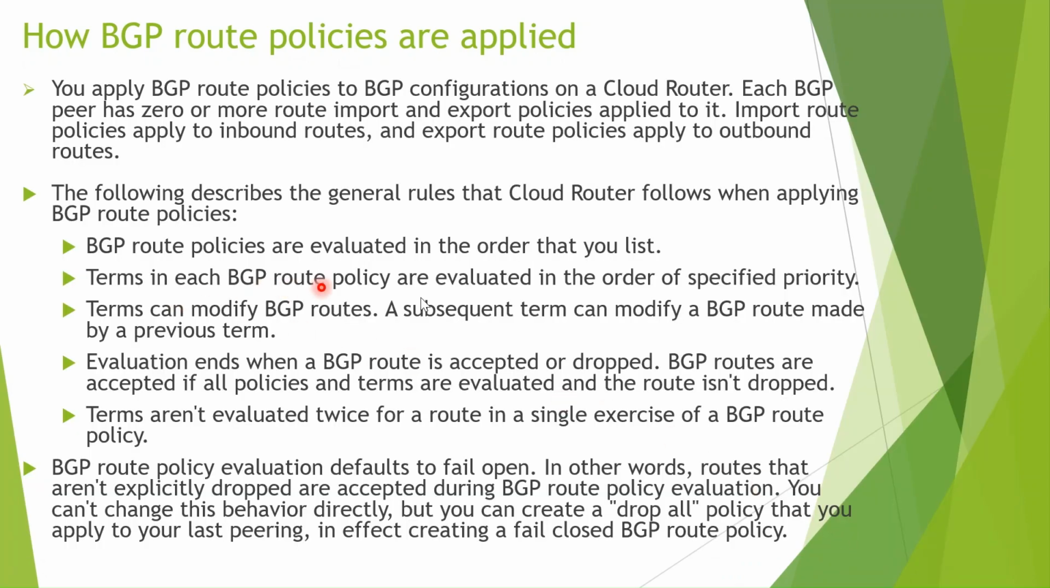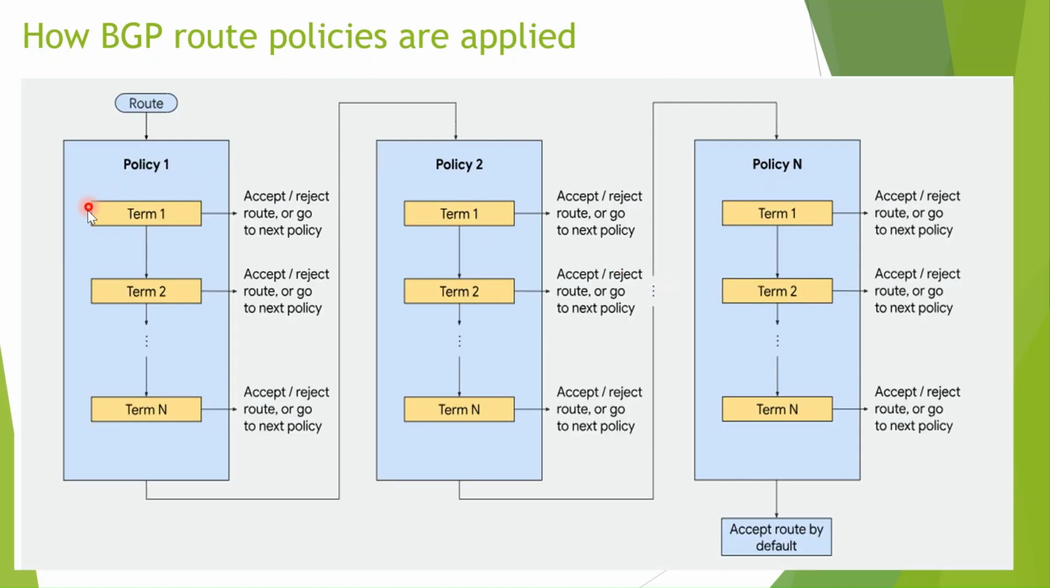And terms in each route policy are evaluated in the order of specified priority. So these are terms. In a policy, you have created multiple terms, like I want to allow this traffic, I want to change the MED of that, and so on. First of all, it will come to this term. It will check whether it will accept, reject, or go to the next policy. The same applies to term two, term three, term four. Once it completes all the terms, it will move to the next policy. It is also possible that it will accept at the first term only, and it will not check any other policy.